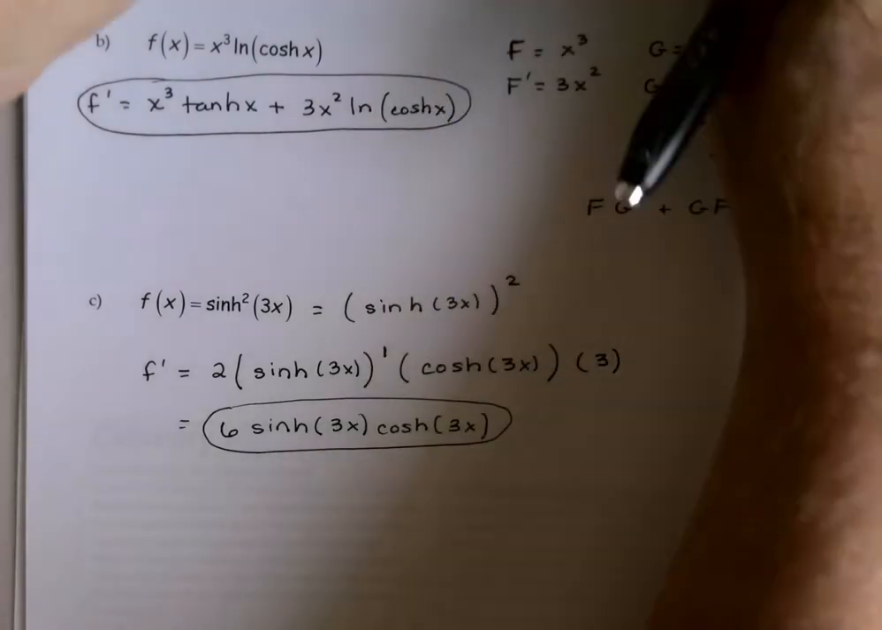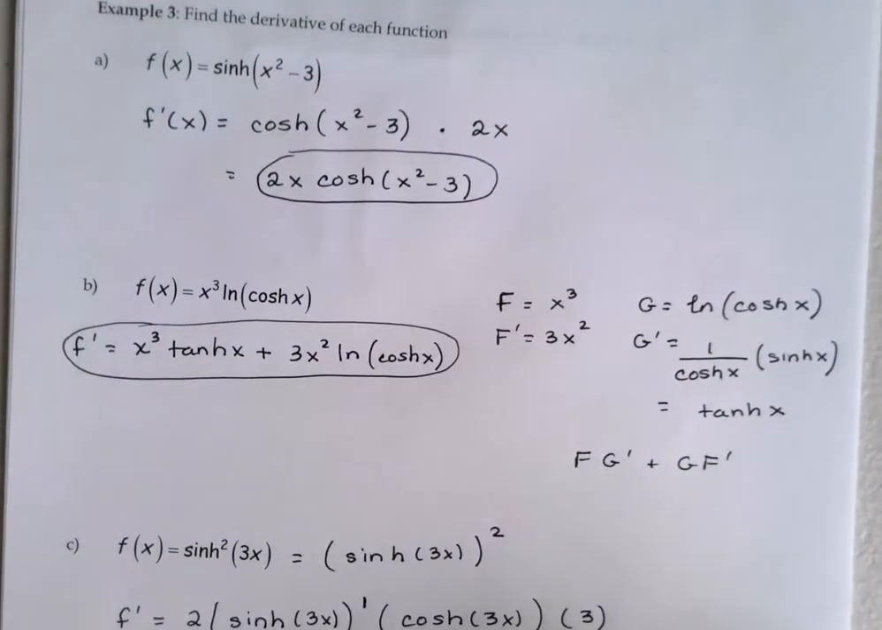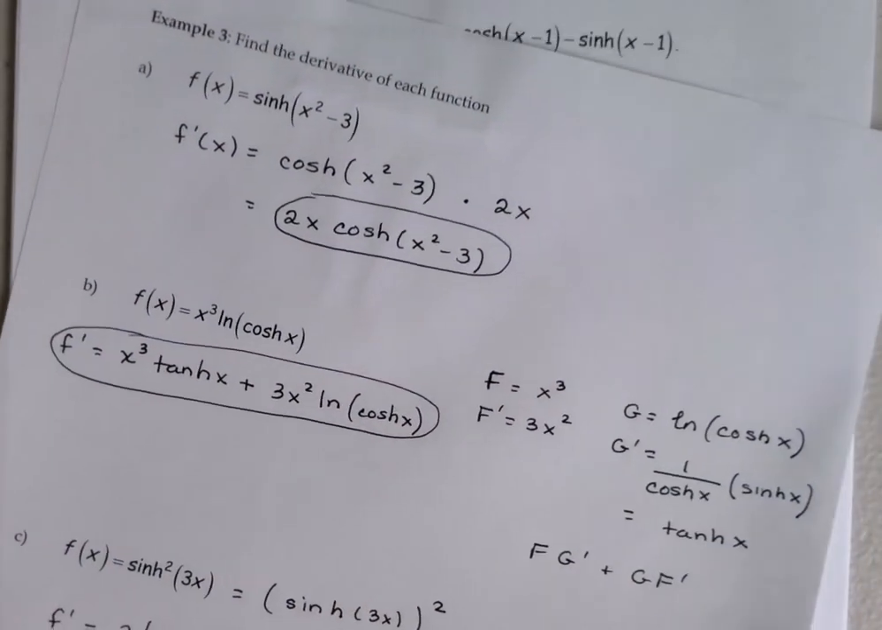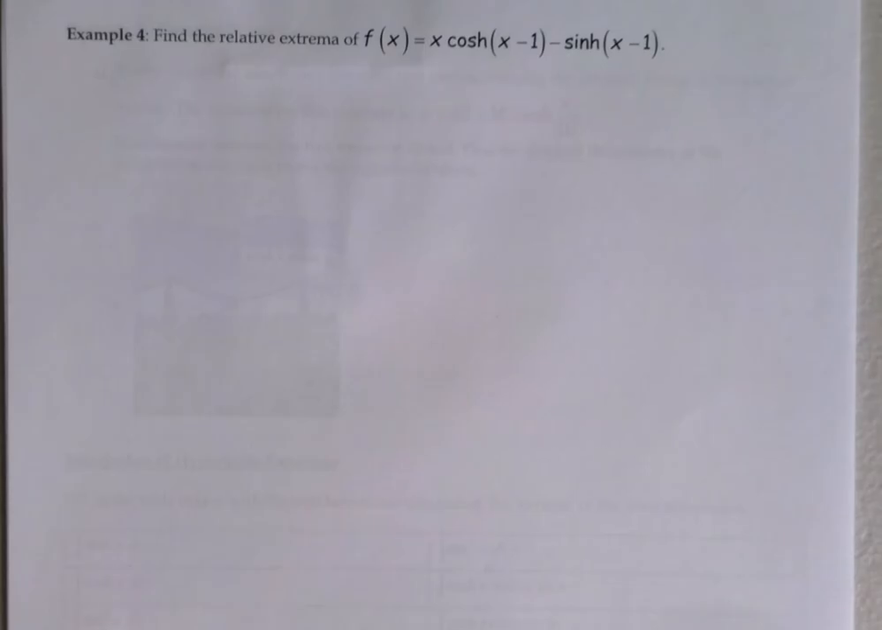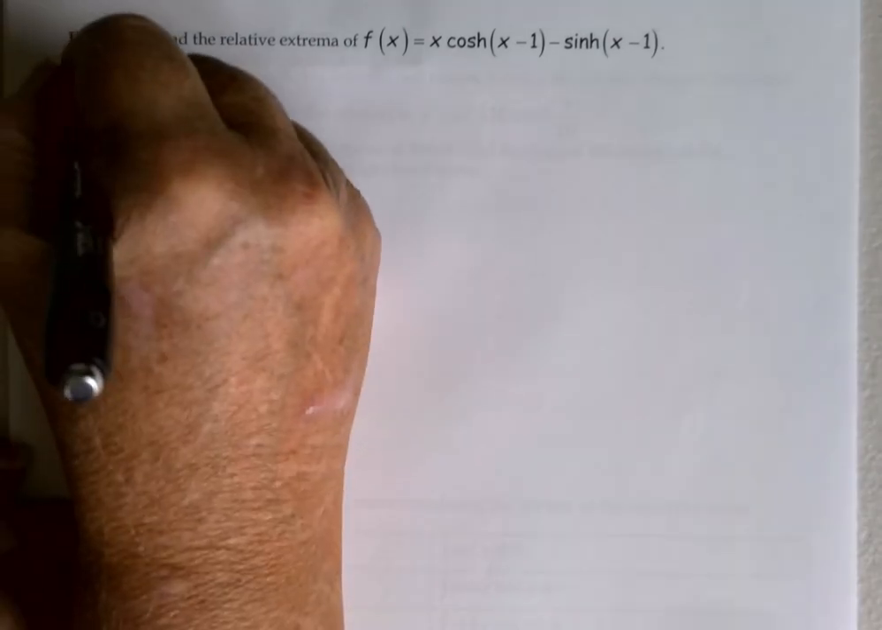All right, so there's some derivatives with our hyperbolics. And right here we're going to do an application of the derivative, another one that you maybe haven't seen since Calc 1, but good time to review it. I'd like to find the relative extrema, that is the max-mins, for the function x cosh(x minus 1), subtract sinh(x minus 1). Okay. This is where we use that first derivative test.